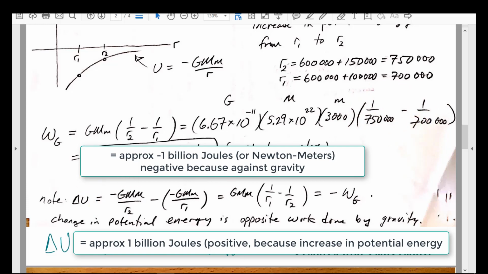So typing these numbers in, we get approximately negative 1 billion joules, or newton meters, as the work done by gravity, and it's negative because the work is done against gravity.